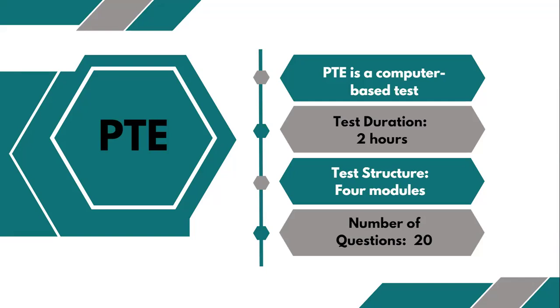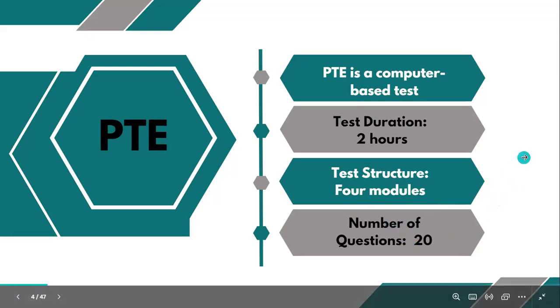Let's suppose in IELTS, you have different modules and you can do them separately as well. But in this test, you just have to sit for consecutive 2 hours and complete your whole test in just 2 hours. Overall, in the test structure, we have 4 modules and the number of questions is 20. And then you have to decide which question is important for you and which one is not important.